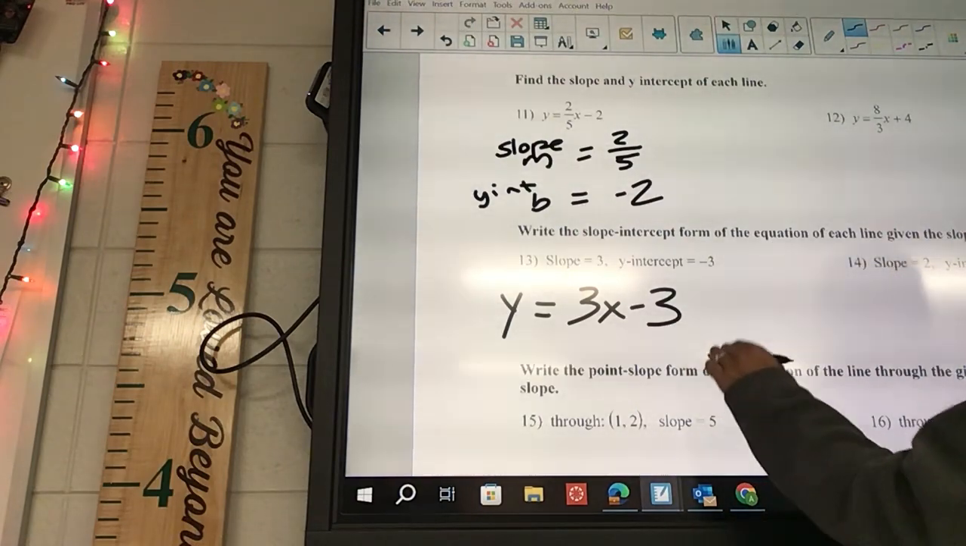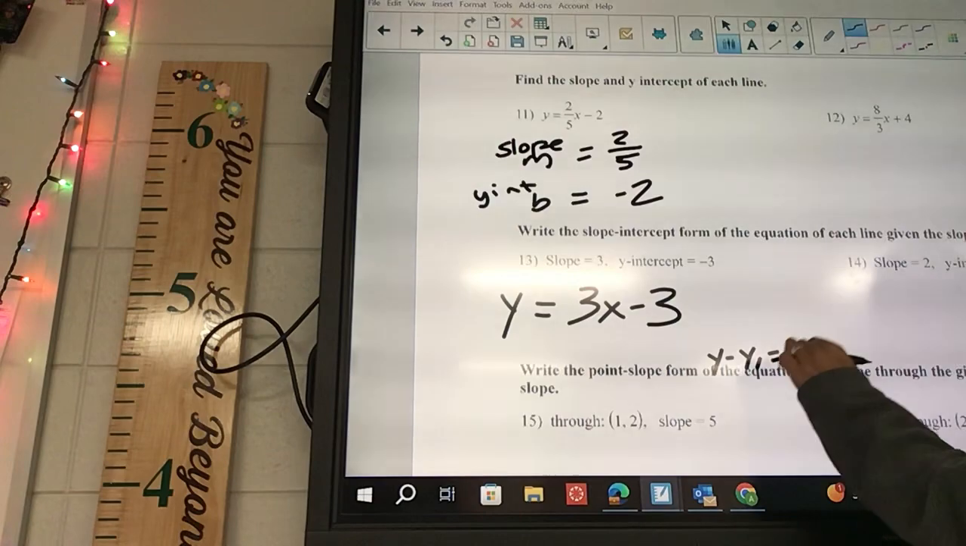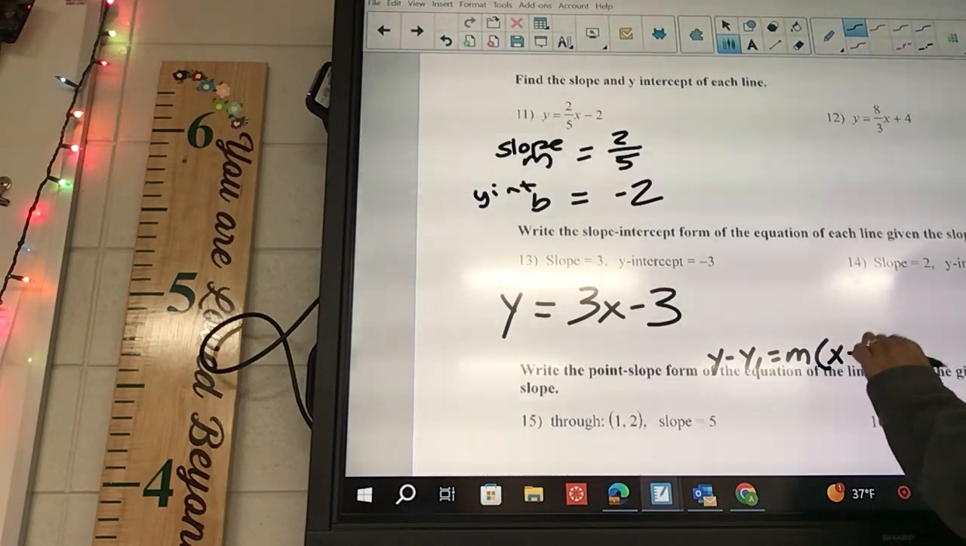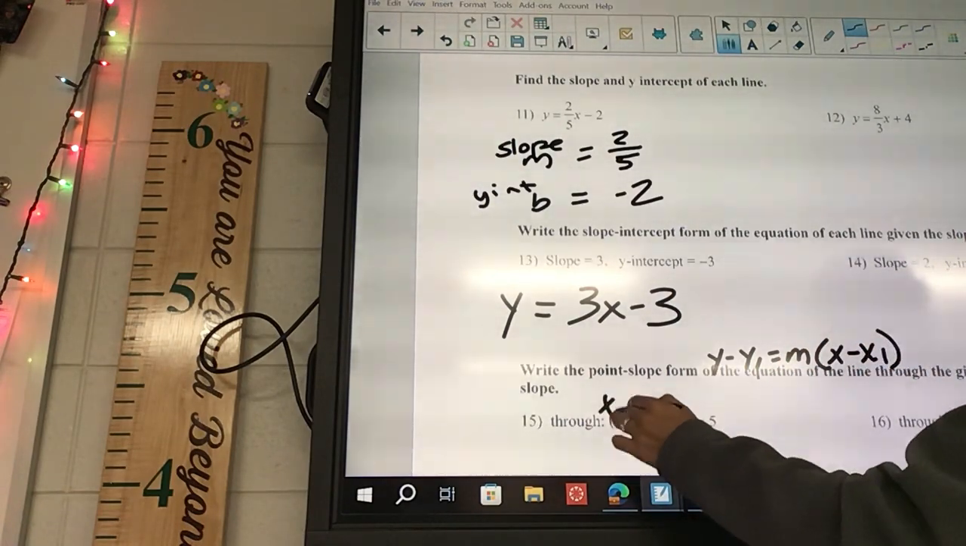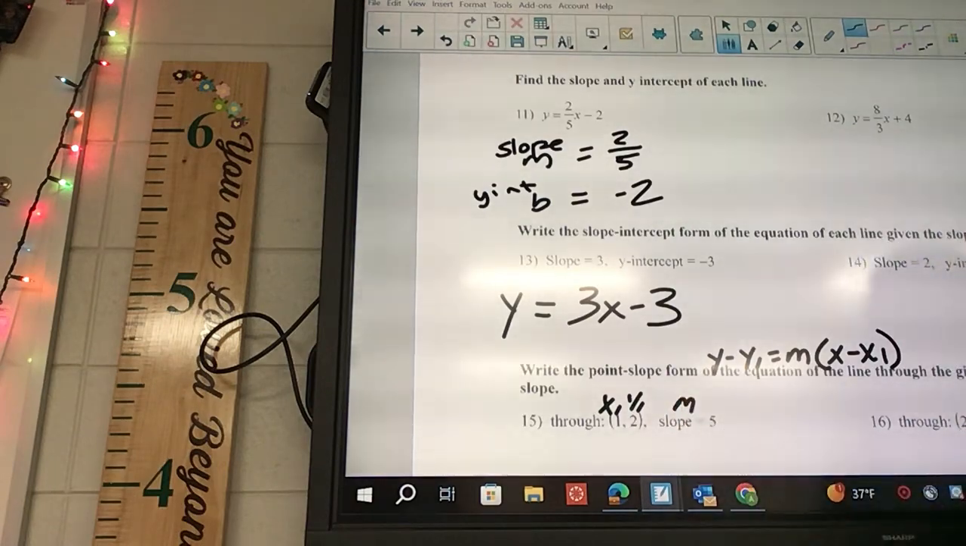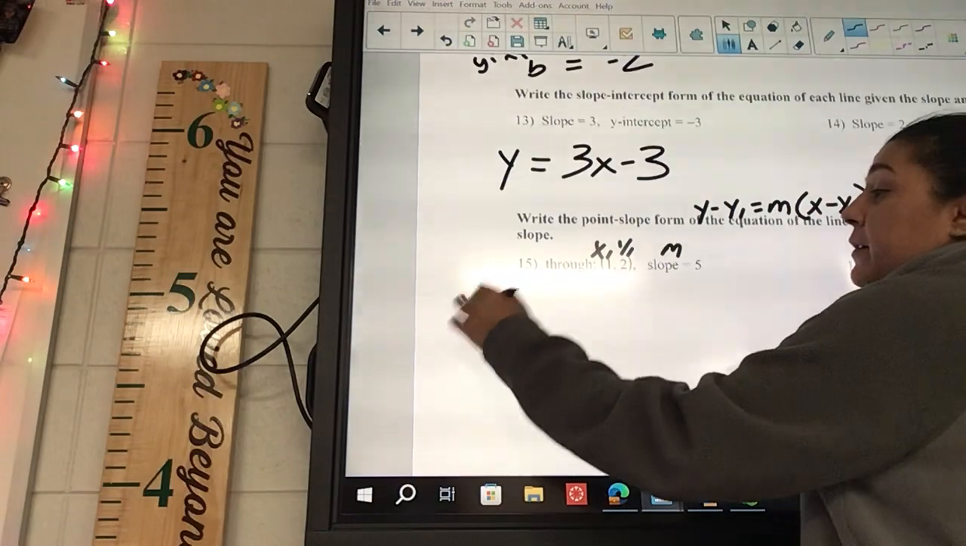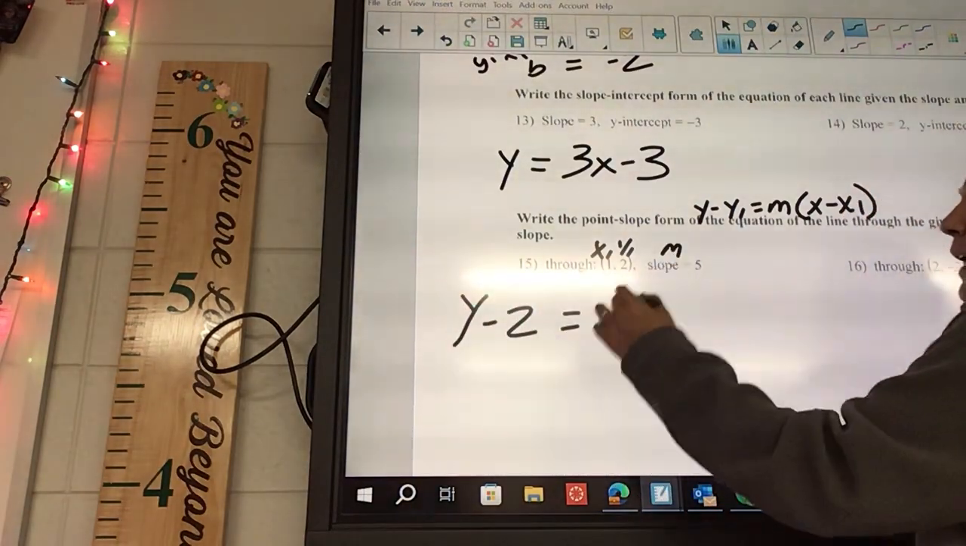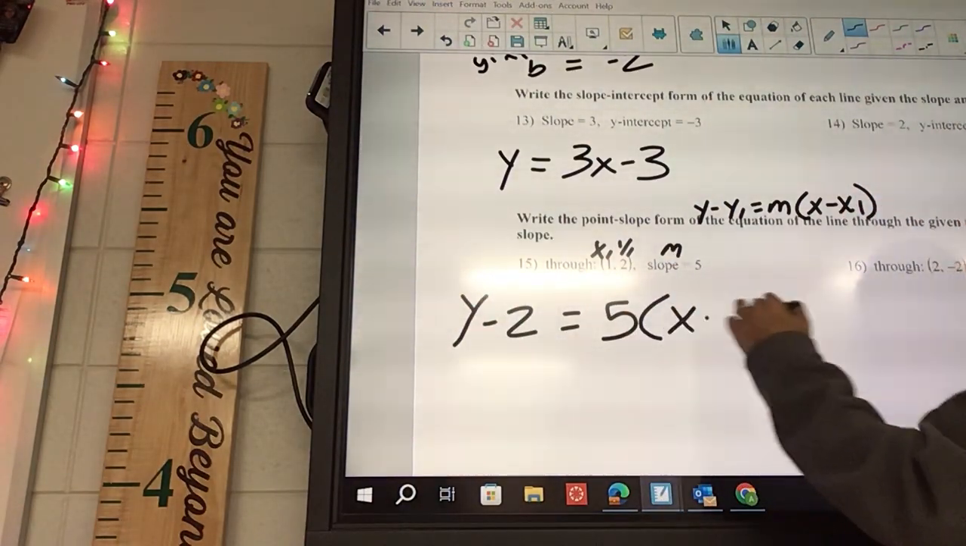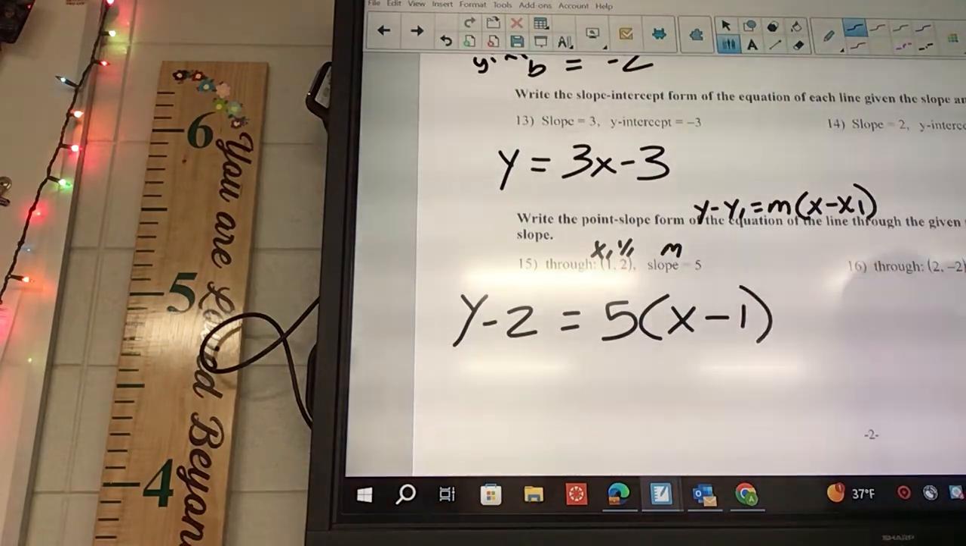Okay, so it's y minus y1 equals m times x minus x1. This is my x1, y1, and that's my m. So it's going to be y minus 2 equals my m, which is 5, times x minus my x1, which is 1.